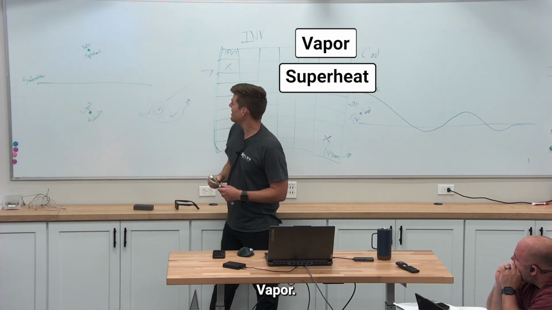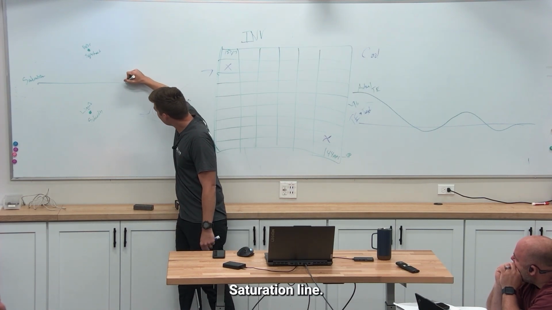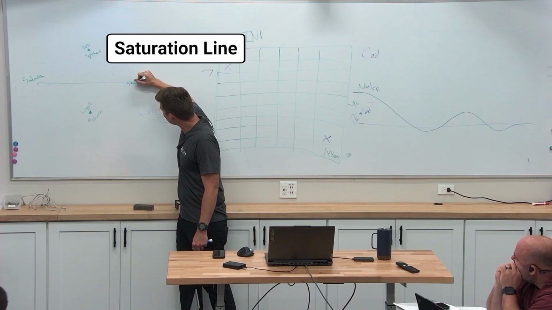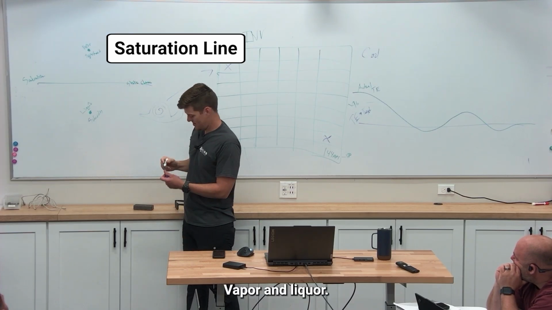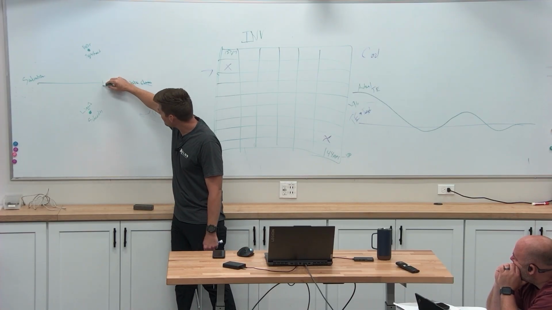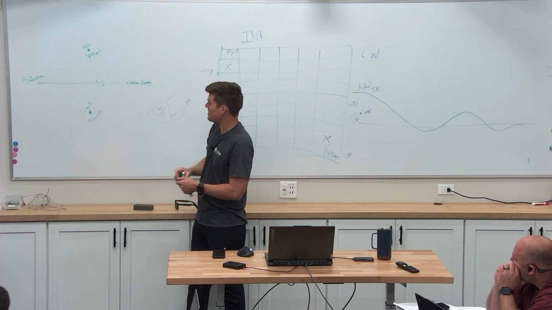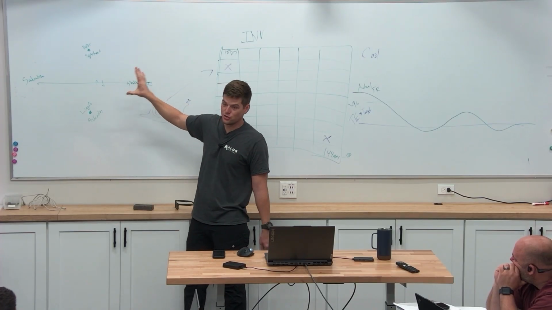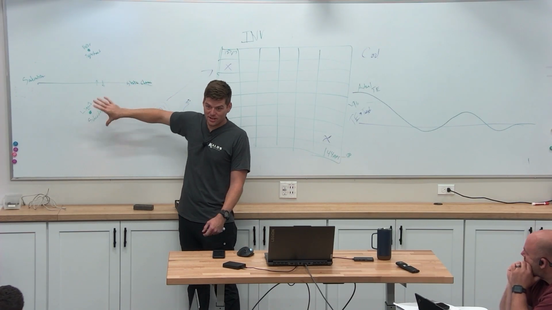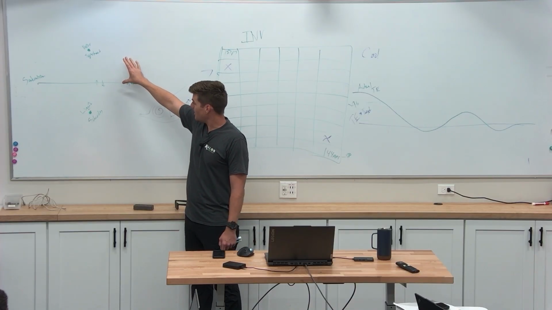Vapor. So this is my saturation line, which is also my state change line, between vapor and liquid. If it goes below this line, it becomes a liquid. If it goes above this line, it becomes a vapor. This is the basis of how we make refrigeration do what it does. This is the magic right here.